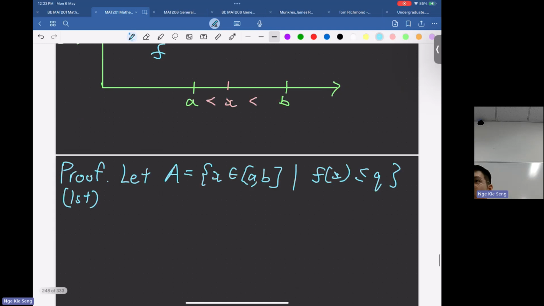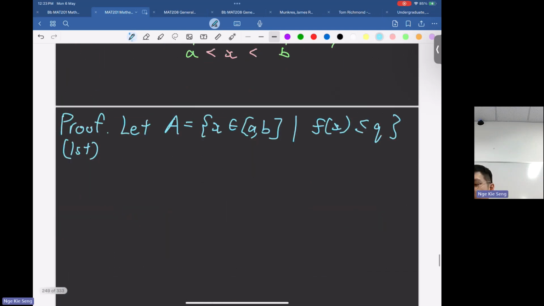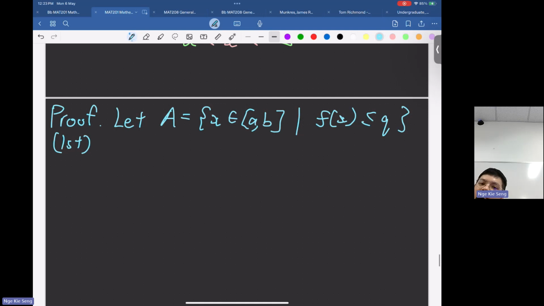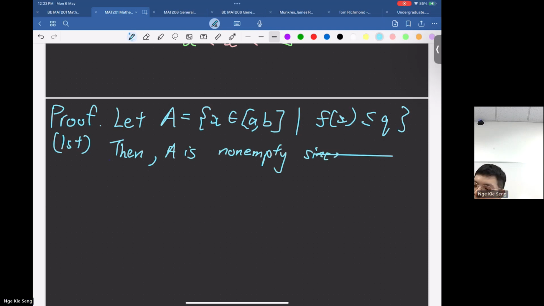Why is it not empty? What do we know about f(a) here? f(a) is less than Q, so it satisfies this property here. a is the endpoint of the interval. So then A is non-empty, since a is in A, as f(a) is less than Q by assumption. So this one is by assumption.